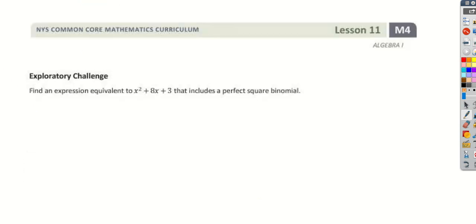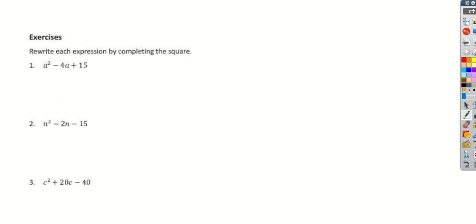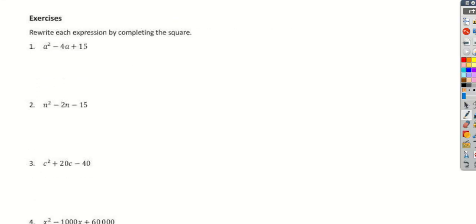All right, so all I'm going to do is some more practice today. All we're doing today is practice. So let's go down to exercises. Let's take a look at number 1. We want to write each expression by completing the square. So the first thing we're going to do is ignore this number on the end. We're just going to focus on the first 2 terms, okay?